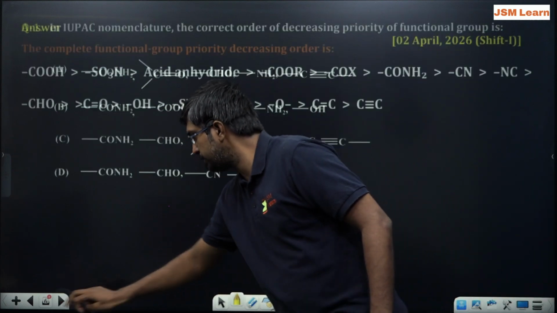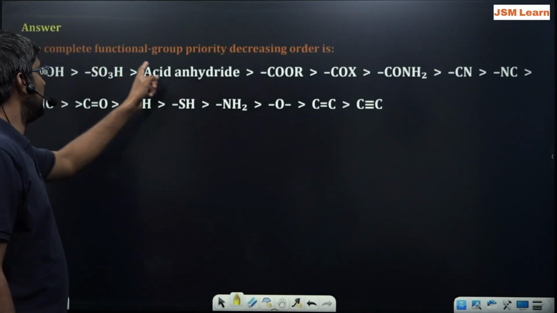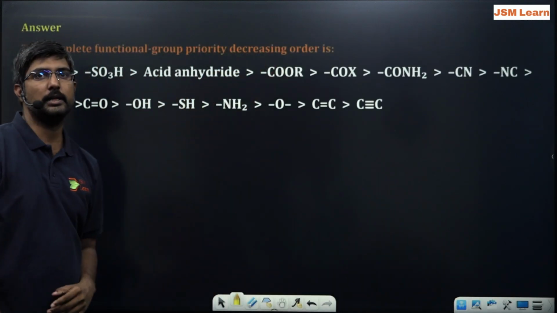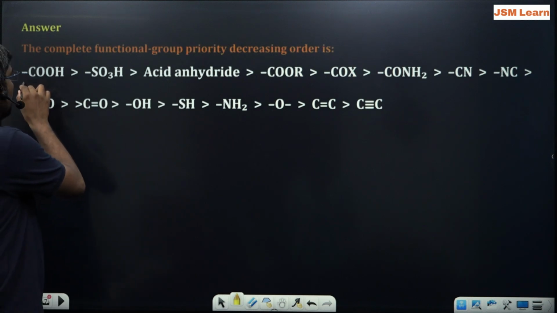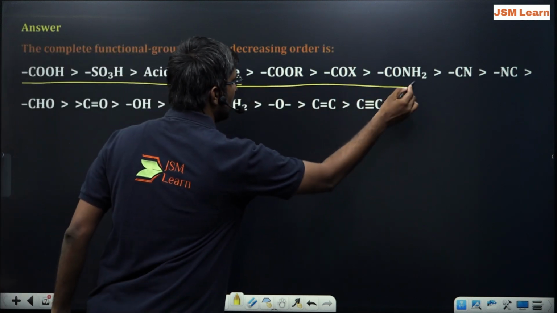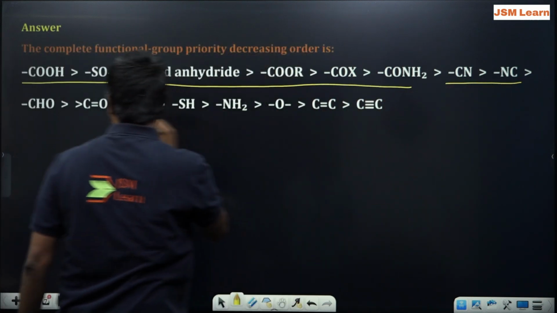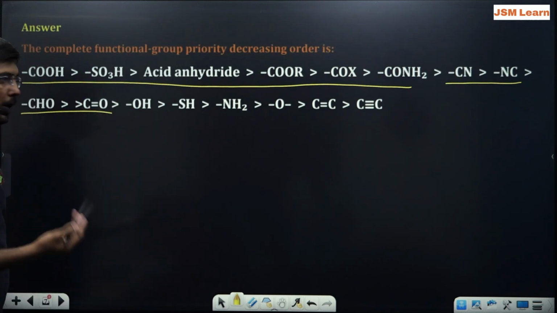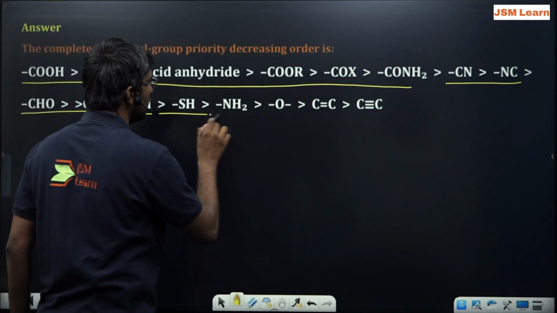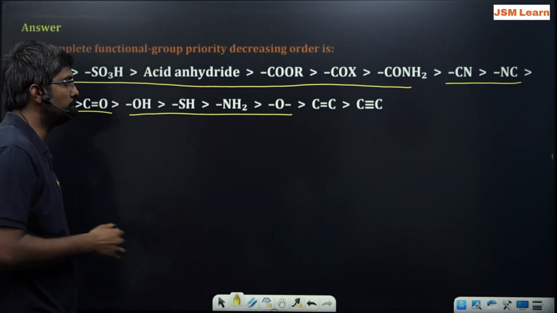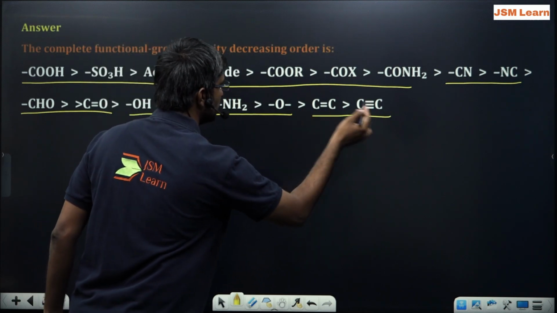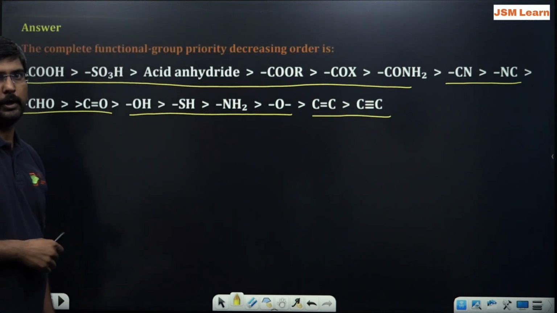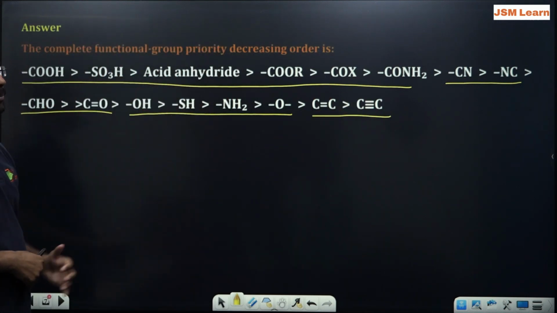See, this is a very simple question and this is the complete functional group priority decreasing order, right? So here first we have carboxylic acid and its derivatives, and then carbonyls and nitriles, then heteroatom containing single bond functional groups, and then unsaturated functional groups, double bond and triple bond. So this is the complete order.